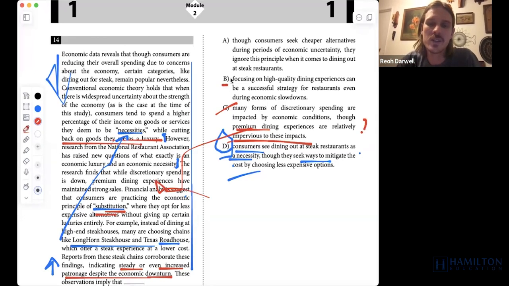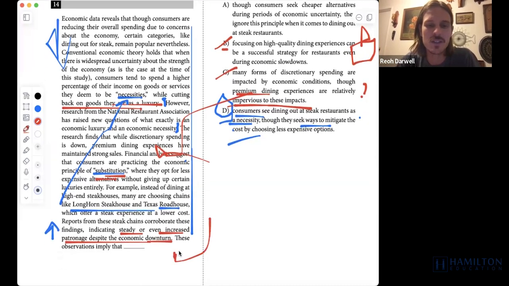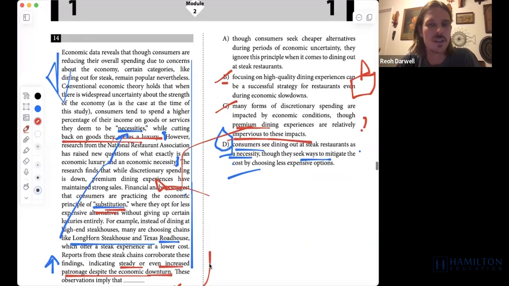So B is sort of like a baggage distractor. Sure, that might be true, but is that what's supported directly by where this passage is going? No, right? We're talking specifically about steak restaurants and the economic theory of substitution and luxuries and necessities.